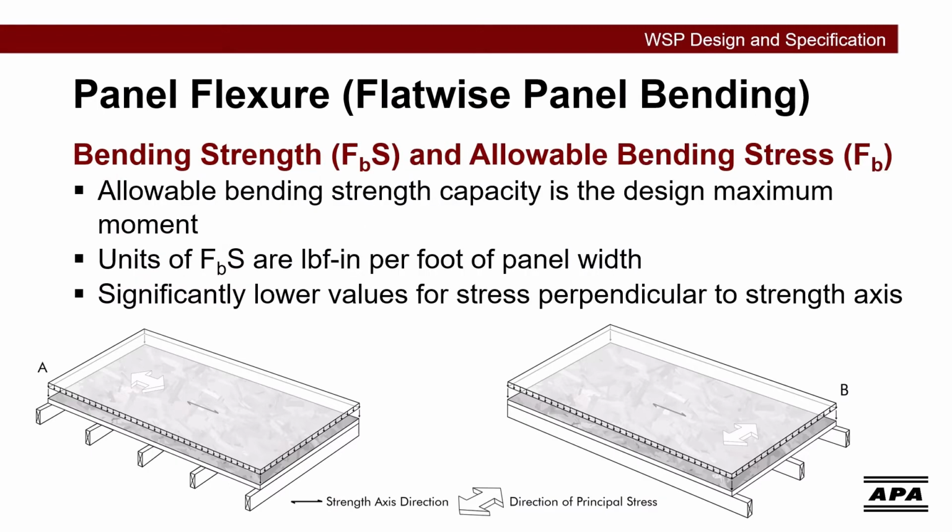On this slide, we're looking at the panel's allowable flatwise bending strength capacity. This value corresponds to the maximum moment the panel can safely resist in design, and it's measured in pound-force inches per foot of panel width. Again, it's important to note that the bending performance depends heavily on the orientation of the panel relative to the strength axis.